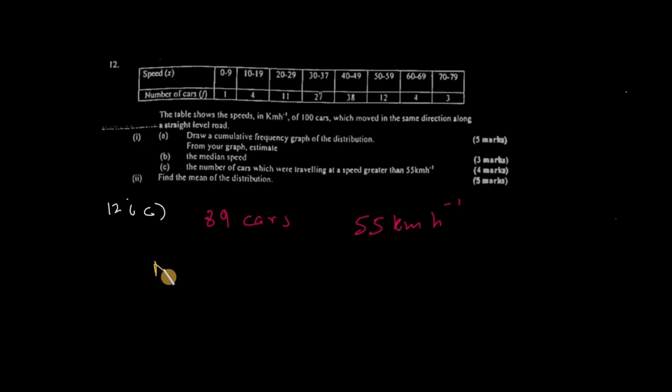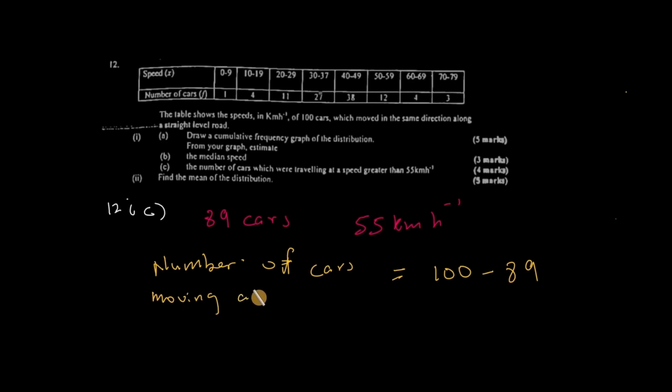So the number of cars moving at a speed greater than 55 kilometers will be equal to 100 minus 89. Since the total number of cars was 100, we take 100 minus 89. That's the number of cars moving at a speed greater than 55, which is equal to 11. So there were 11 cars altogether moving at a speed greater than 55 kilometers.